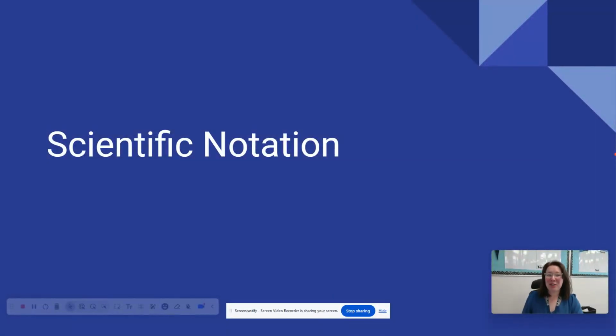Hi, today we're going to learn about scientific notation. So we've been learning about exponent rules up to this point. Scientific notation does use exponents, but not exponent rules. So it's going to be something different than what we've been doing before.